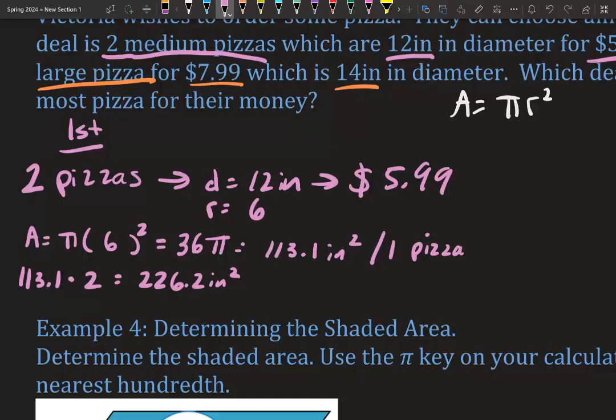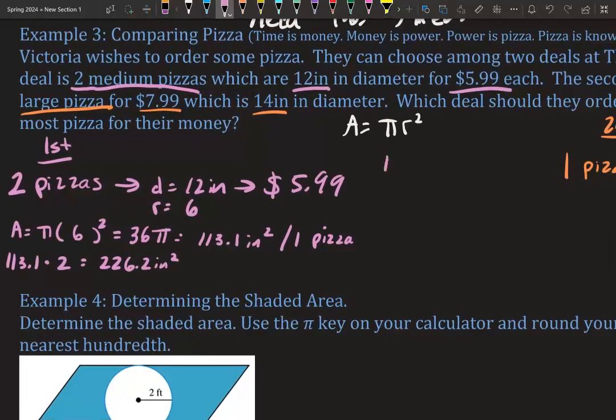Each pizza is $5.99, but you have to buy two of them. So since we have to buy two, we're going to do 2 times $5.99. And that means we're spending $11.98 for both of these pizzas.